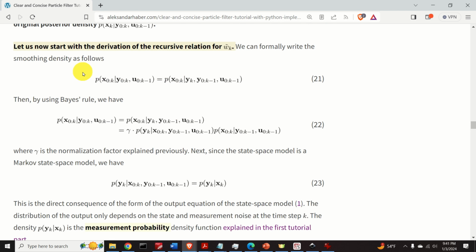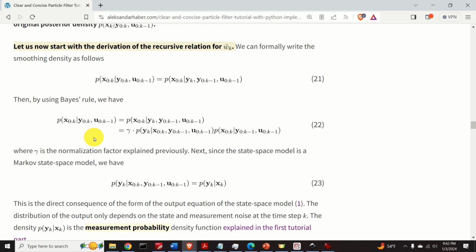We can formally write the smoothing density like this. What did I do over here? I took this output sequence and I decomposed it like this. The first part is the output at the time instant k, and the second part is the output sequence starting from the time instant 0 and ending at the time instant k minus 1. Then, by using Bayes rule, we have this. First of all, we use this equation, and then we apply Bayes rule to this part over here. And as the result, we obtain this. Here, gamma is the normalization factor explained previously.